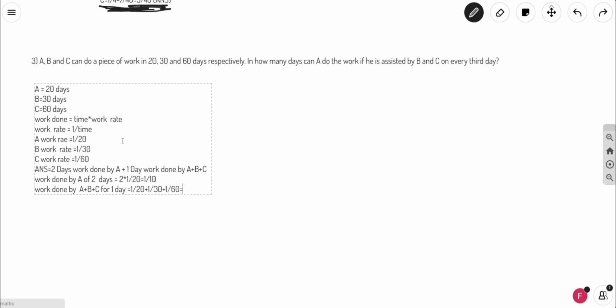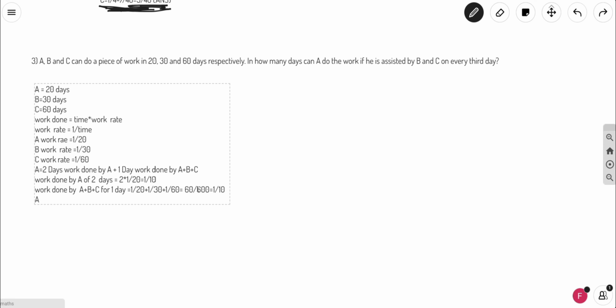So work done by A plus B plus C for 1 day is equal to work rate into time. So it is 1 upon 20 into 1 plus 1 upon 30 into 1 plus 1 upon 60. So we will find 1 upon 20 plus 1 upon 30 plus 1 upon 60. This is the work done by A plus B plus C for 1 day. So we will take the LCM. The LCM is 60, so 6 upon 60. The answer is equal to 1 upon 10.